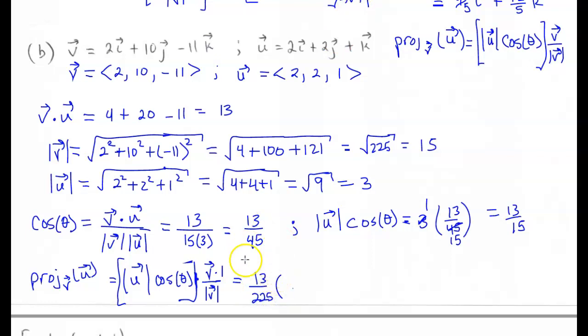And all we got to do now is deal with v. And of course, v is this vector here. So I'm just going to go ahead and write that in. And so this would be 2 in the i direction plus 10 in the j direction minus 11 in the k direction. And that would be what the projection of our vector u onto v would actually be.